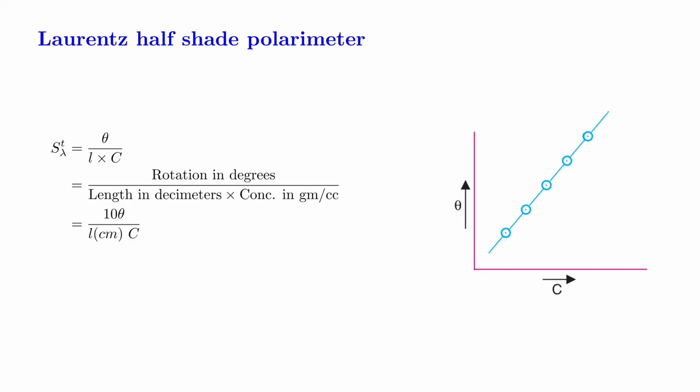In the actual experiment, different concentrations of the solution are taken and the corresponding angles of rotation are determined. A graph is plotted between the concentration C and the angle of rotation theta. The graph will be a straight line. The slope of the curve gives delta theta over delta C, and using the previous equation, we can find the specific rotation of the optically active substance.